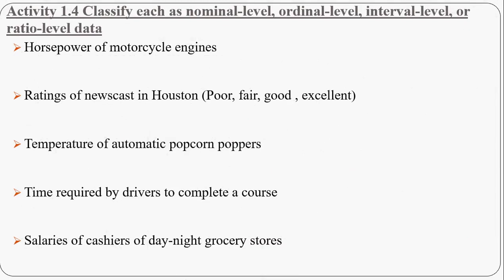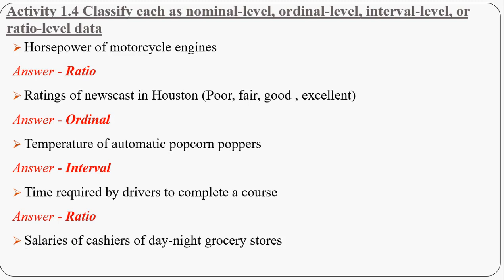Now let us take a simple activity 1.4 to understand which of these examples fall under nominal, ordinal, interval or ratio scales. Now the first example, horsepower of a motorcycle engine. Any guess, dear students? The answer is ratio scale. Ratings of newscast in Houston: poor, fair, good, excellent. When you see this kind of scale, the answer will be ordinal scale. Temperature of automatic popcorn poppers. When you see temperature, it comes under interval scale. Time required by drivers to complete a course. So this falls under ratio scale. Salaries of cashiers of a day-night grocery store. This also comes under the category ratio scale.